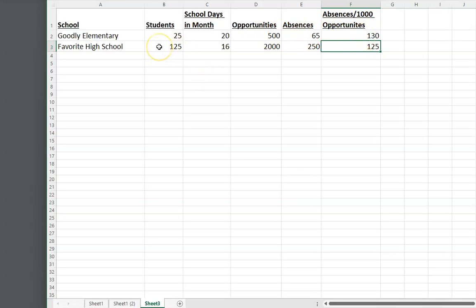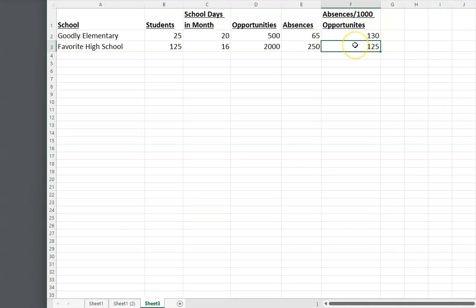You look at a different school that has 125 students, a much bigger school, in a month that had 16 days, there are 2,000 opportunities to be absent. And again, that's just the 125 times the 16. If there were 250 absences in that month, then that comes to 125 absences per 1,000 opportunities. And again, you can kind of do the math in your head that there were 2,000 opportunities, 250 absences. So to normalize that to 1,000, we can just divide that by 2. And then you divide the absences by 2, and you get 125 absences per 1,000 opportunities.